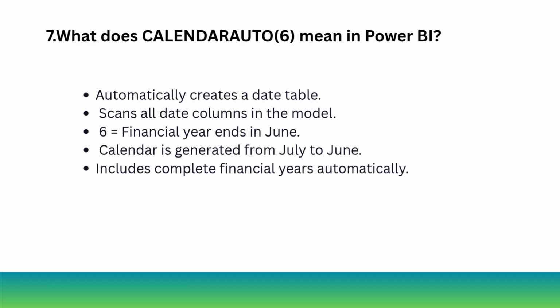If the financial year ends in March, you would use CALENDARAUTO(3). If it follows the calendar year ending in December, you can make use of CALENDARAUTO(12). So yeah, this is very simple. CALENDARAUTO(6) means automatically create a date table where the 6 means the financial year ends in June, so the calendar is generated from July.